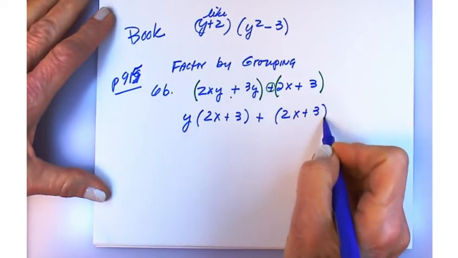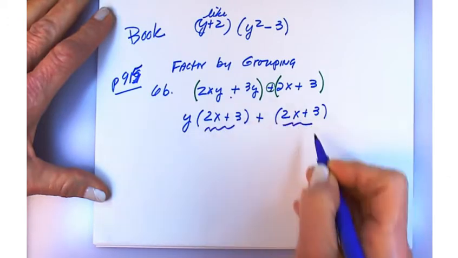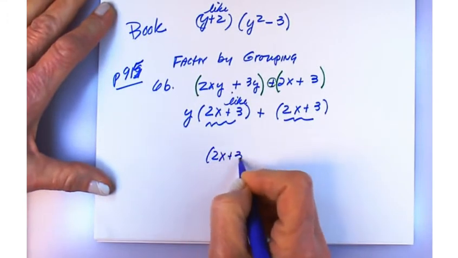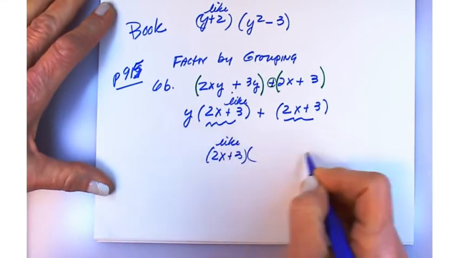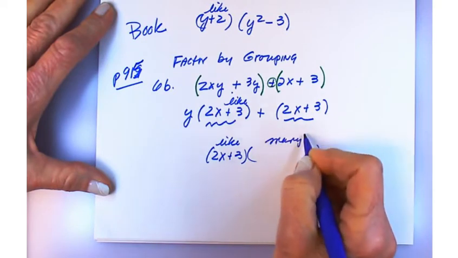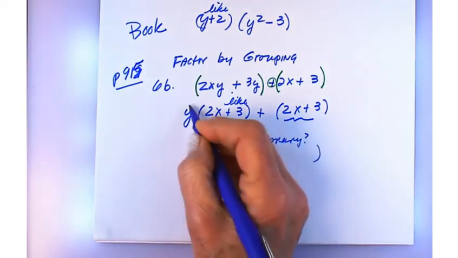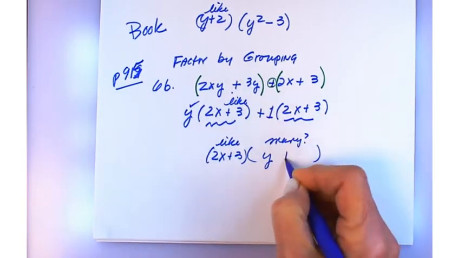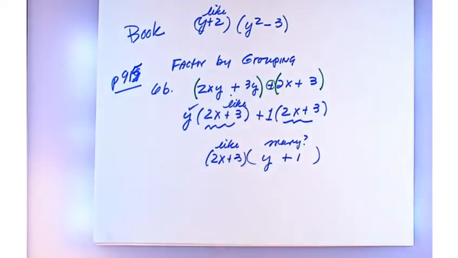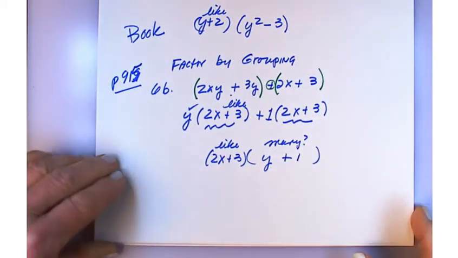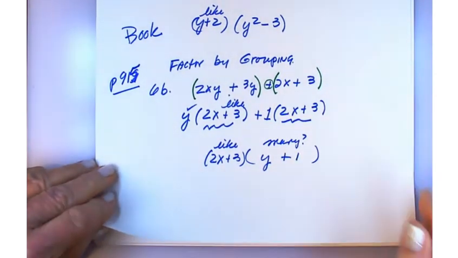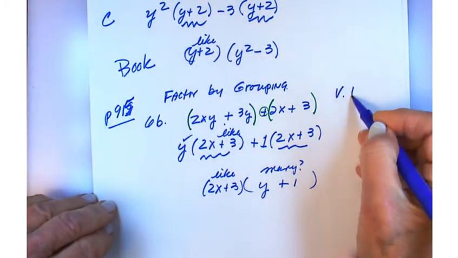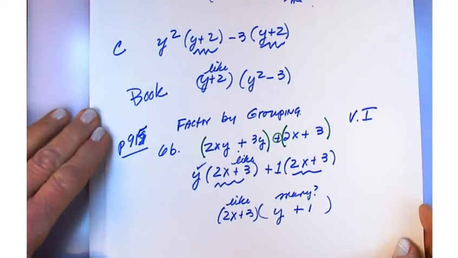And I'm saying, well, wow, this one and this, they are like. So I'm going to put my like quantity first. How many do I have? And I have y of them here, and this coefficient here is a 1. It's understood to be a 1. So this is your final answer, and it's called factoring by grouping. So it is important that we understand that.